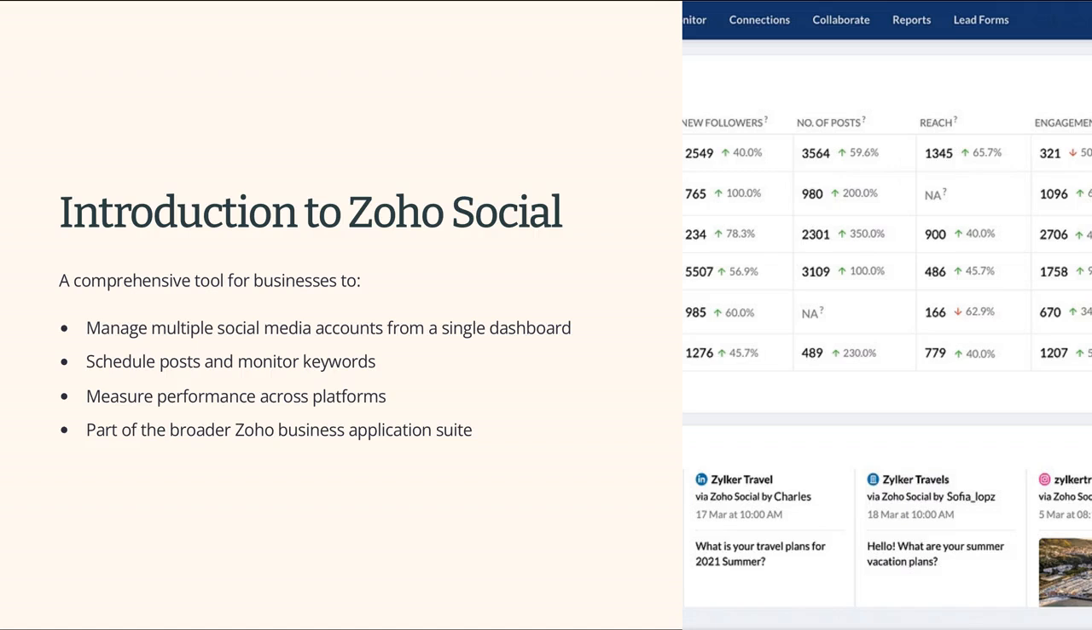Zoho Social is an impressive tool designed to assist businesses manage multiple social media accounts. It's a part of the Zoho suite, a comprehensive package of business applications. With Zoho Social, you can schedule posts, monitor keywords, manage social networks, and measure performance from a single dashboard. It's a great tool for businesses, marketers, and agencies to grow their social media presence.